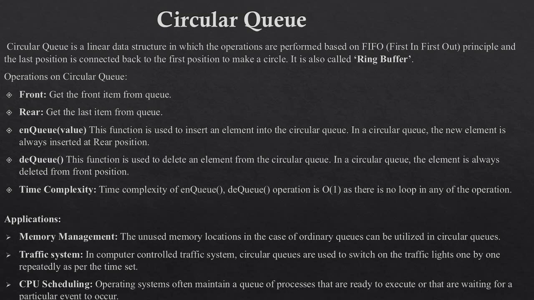In memory management, the unused memory locations in the case of ordinary queues can be utilized in circular queues. In a computer-controlled traffic system, circular queues are used to switch on the traffic lights one by one repeatedly as per the time set. In CPU scheduling, the operating system maintains a queue of processes that are ready to execute or that are waiting for a particular event to occur.